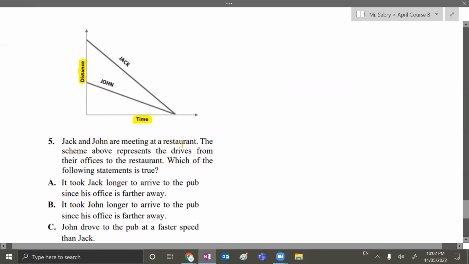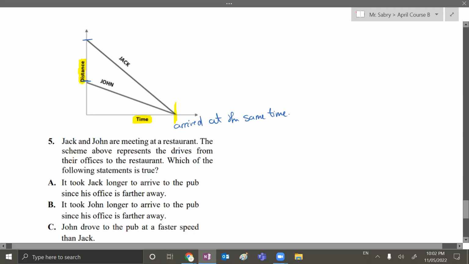He's saying that Jack and John are meeting at a restaurant. The scheme above represents the drives from their offices to the restaurant. Which of the following statements is true? From their offices to the restaurant, they both reached the same point on X, which means that they both arrived to the restaurant at the same time. But they started at different distances because they started at different y's.